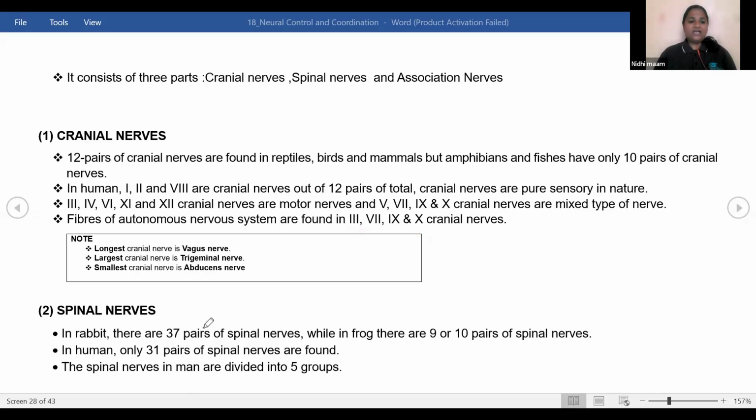Fine. When we come to the spinal nerves, in a rabbit there are 37 pairs of spinal nerves. In frog there are 9 or 10 pairs. In human we have only 31 pairs of spinal nerves. Human spinal nerves are divided into 5 groups.